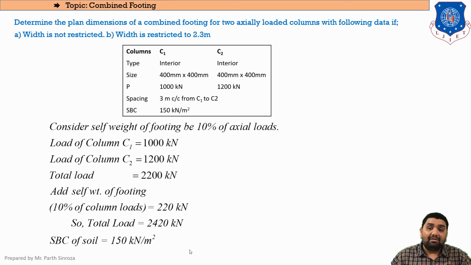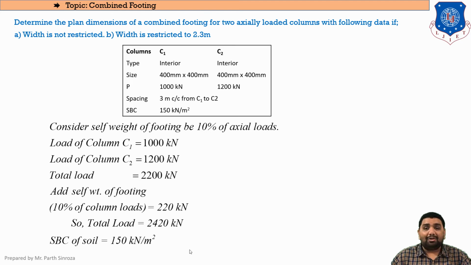So we'll be starting with our sum. Firstly, we will be finding the total load that will be acting on the footing. Consider the self-weight of the footing to be 10% of the axial loads. The load on column C1 is given in the question to be 1000 kN, and the load on column C2 is given to be 1200 kN. So the total load of columns will be 2200 kN. Assuming 10% of it to be the self-weight of the footing, that is 220, the total load will be 2420 kN, and the SBC of the soil is 150 kN per meter square.